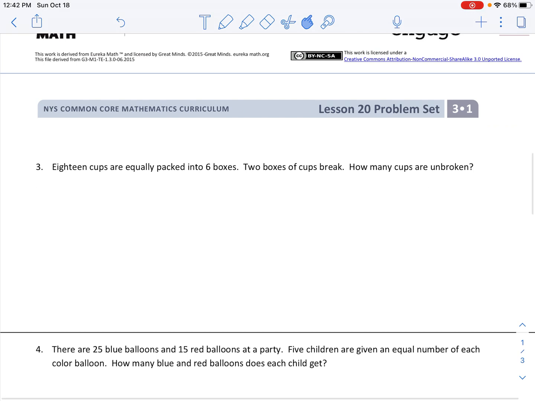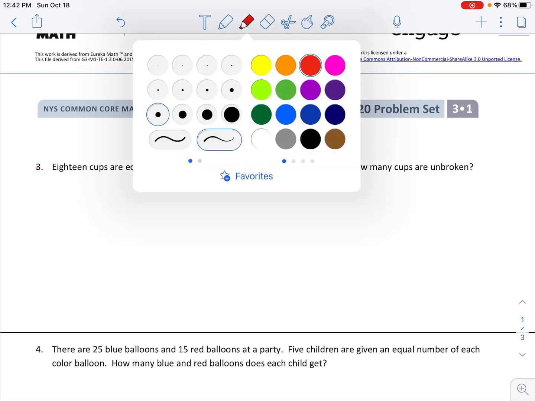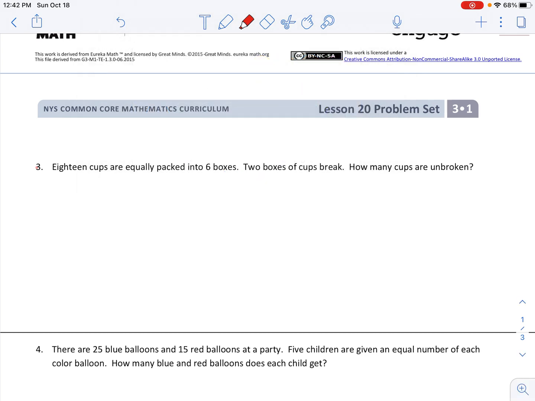Okay, let's look at the second page. Number 3. Let me make my highlighter bigger now.